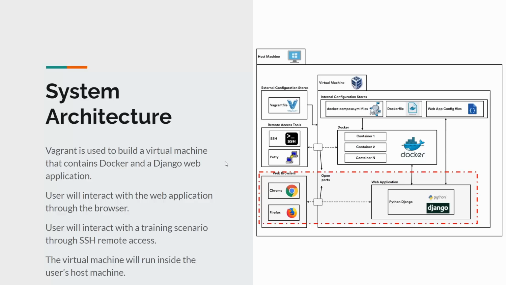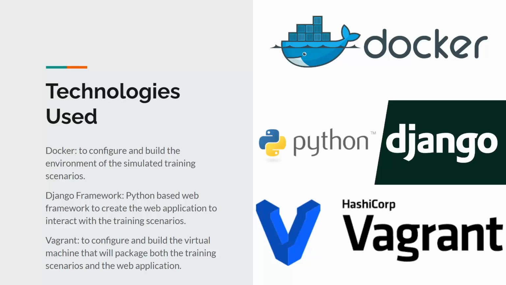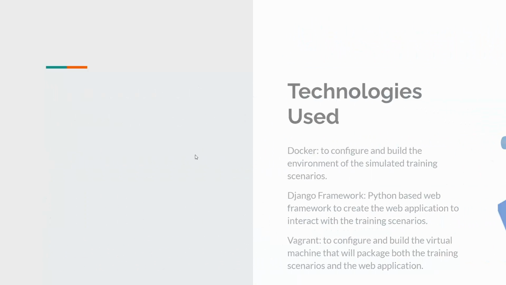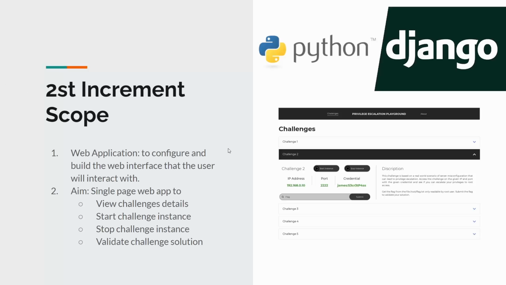This increment focuses on this highlighted part of the system architecture, which is building the web application using Django, a Python framework for developing web applications. This is basically the user interface that users will interact with. Here are the overall technologies that are going to be used in this project. But if I go to the slides, yeah.